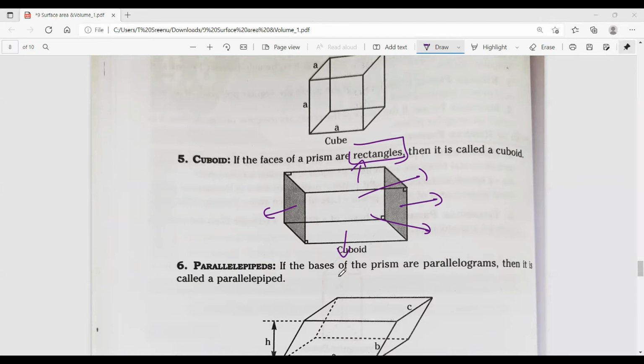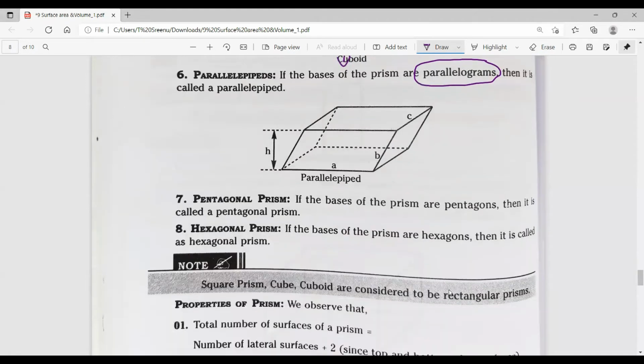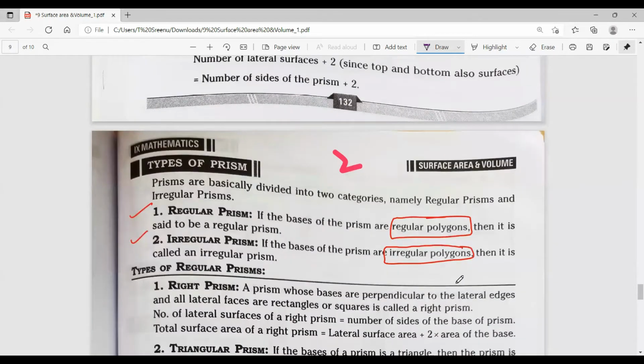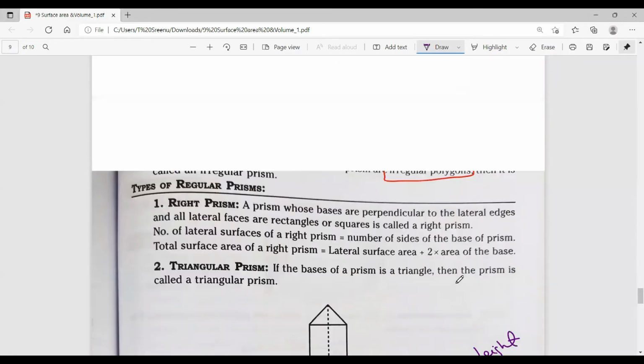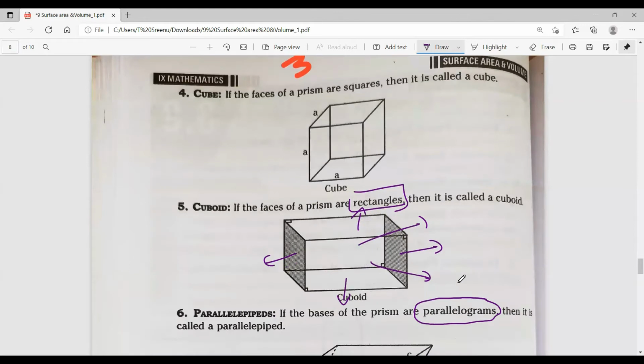Next one, parallelepiped. Parallelepiped means the bases of the prism are parallelograms. In general, we don't use this and we don't learn about this. Very rare it is. And pentagonal prism, hexagonal prism. These are the types of prisms. In general, we use the first few only: triangular, square, cube, cuboid. That's all.